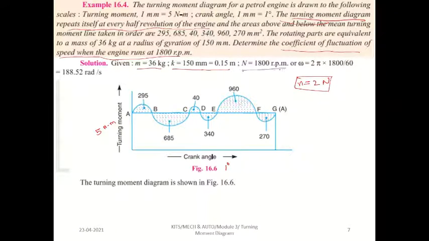Speed 1800 rpm. So if N equals 1800 rpm, omega will be equal to 2 pi N by 60. So 2 into pi into 1800 divided by 60. The answer is 188.52. What we have to find out is the CS value.